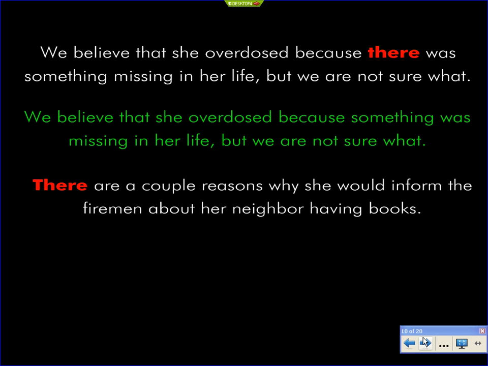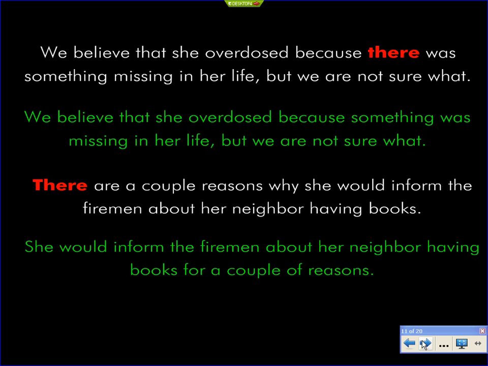Another student example. There are a couple reasons why she would inform the firemen about her neighbor having books. Again, there is your subject, are is your verb, weakness. She would inform the firemen about her neighbor having books for a couple of reasons. She, subject, would inform as verb. A much more powerful sentence. The core of that sentence is a specific subject, she, and would inform, a nicely direct verb.